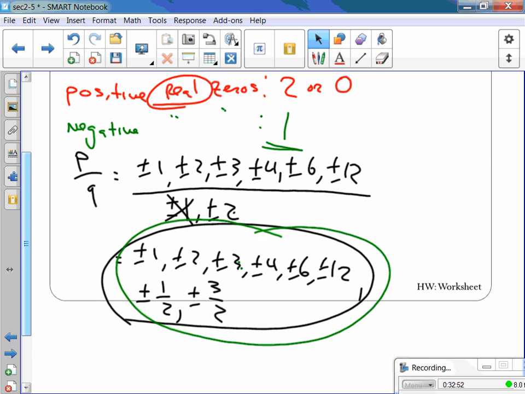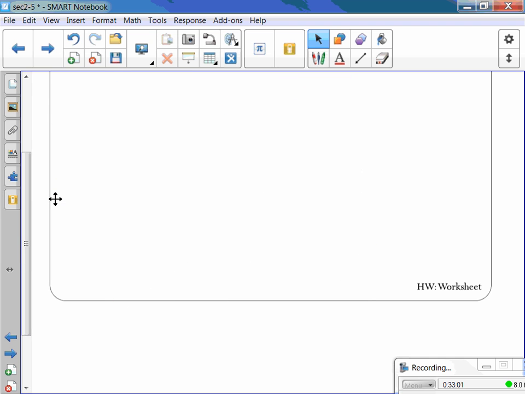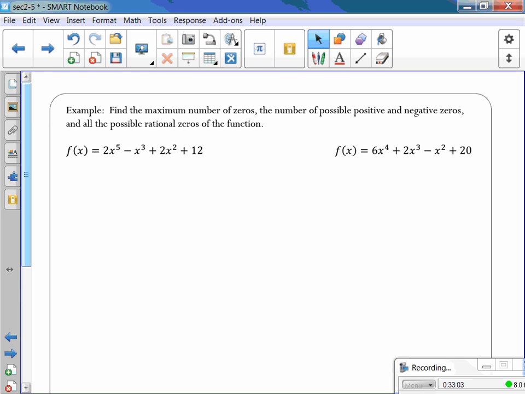All right. Total possible number of zeros here. Total. 4. Again, all coming from, since it's a 4th degree polynomial. For my positive real zeros?